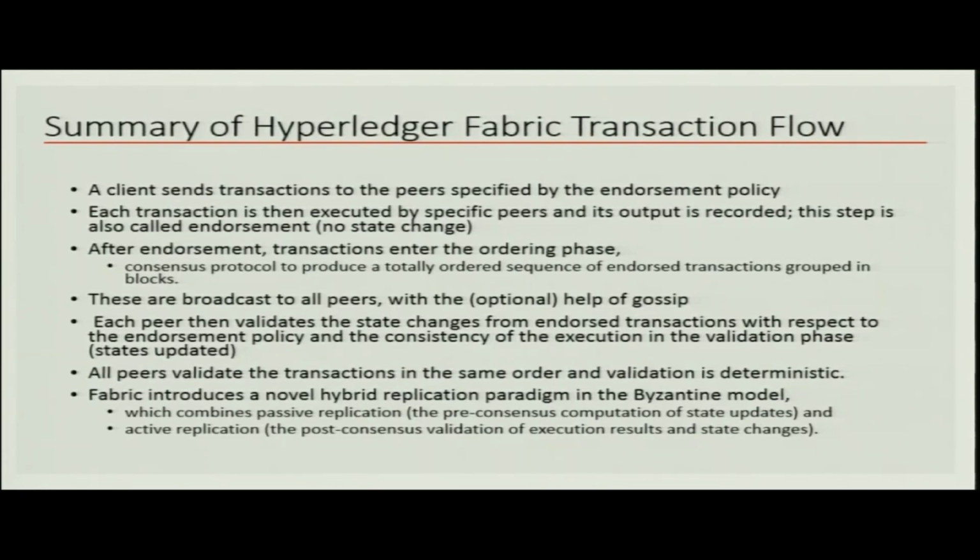And now Fabric introduces a novel hybrid replication paradigm in the Byzantine model. So, you can have passive replication, and you can also have active replication. Passive replication is because of pre-consensus computation of state updates. So, there is no real replication happening here. Active replication happens post consensus, when everybody replicates the state change and everybody replicates the new block added to the blockchain.